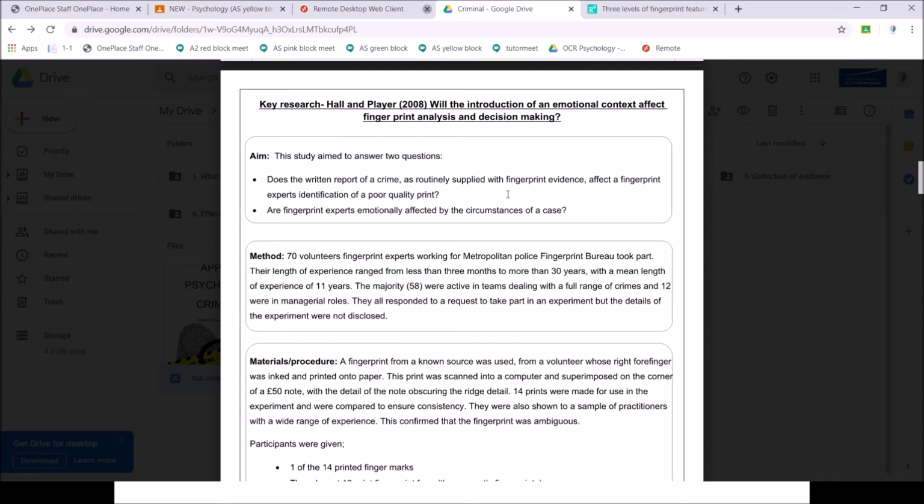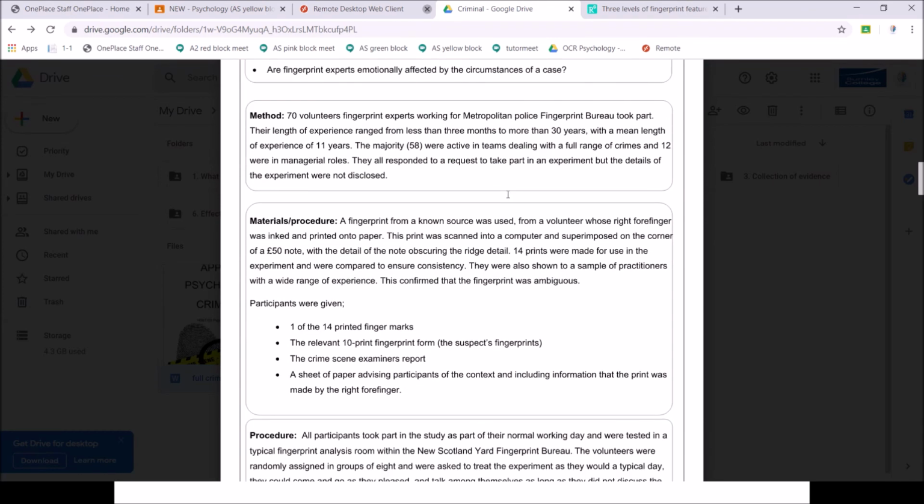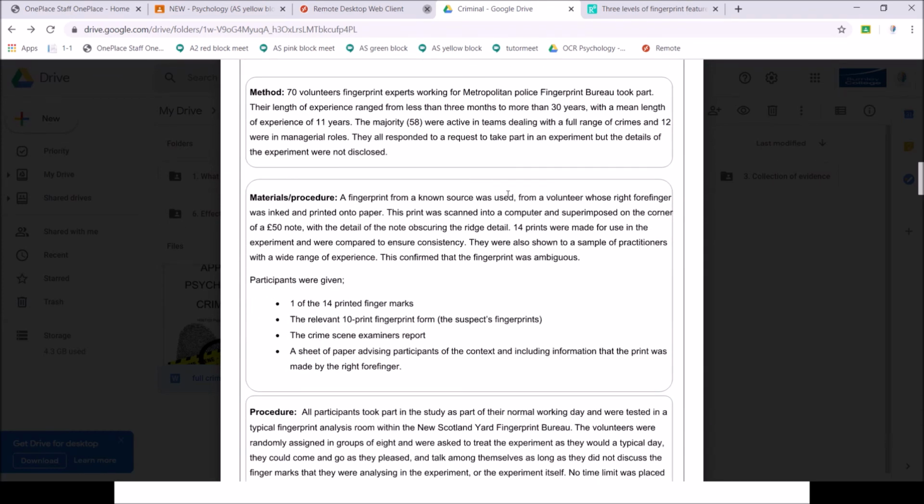So we have 70 volunteers who work for the Metropolitan Police Fingerprint Bureau. Their length of experience ranged from less than 3 months to more than 30 years, and the mean length of experience was 11 years. The majority are active in teams dealing with a full range of crimes. They all responded to a request to take part in the experiment, but the details were not disclosed. This is classed as a field experiment, and it uses an independent measures design where participants were randomly allocated to conditions.